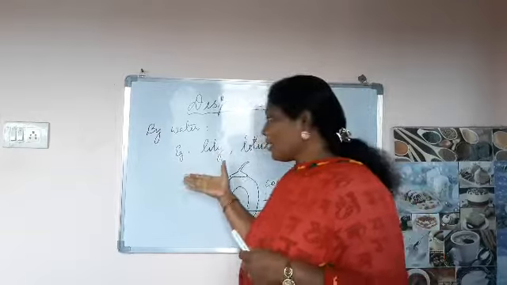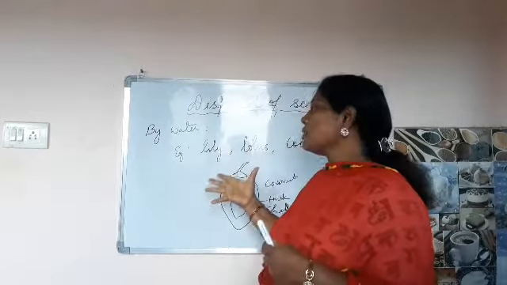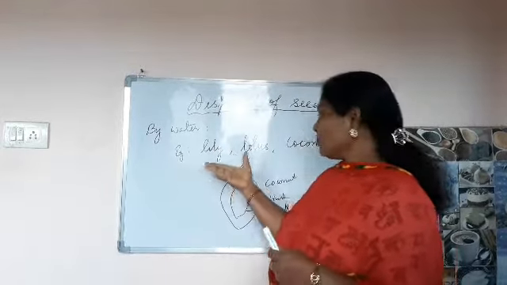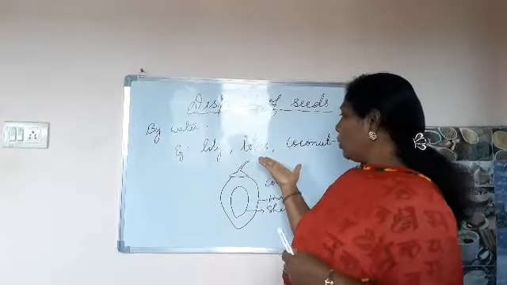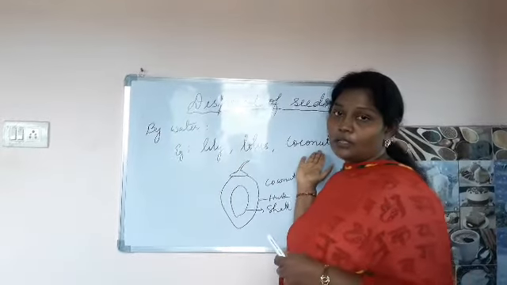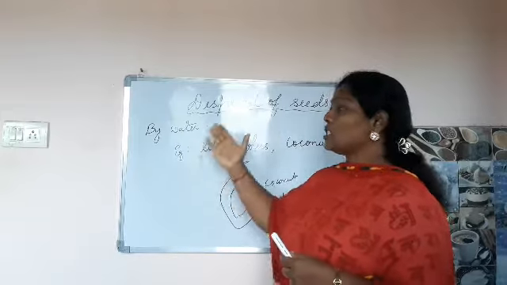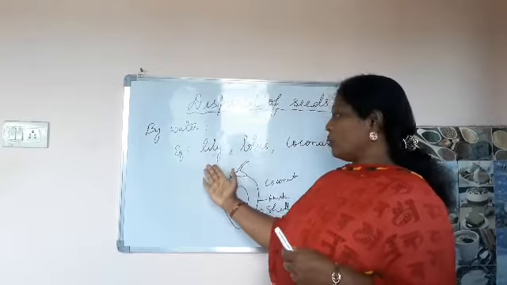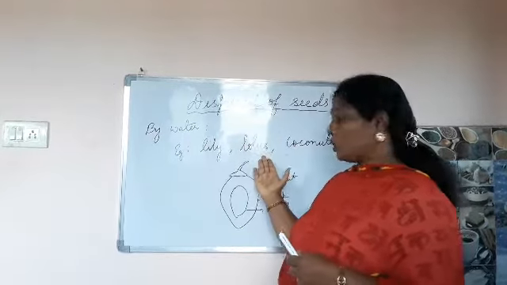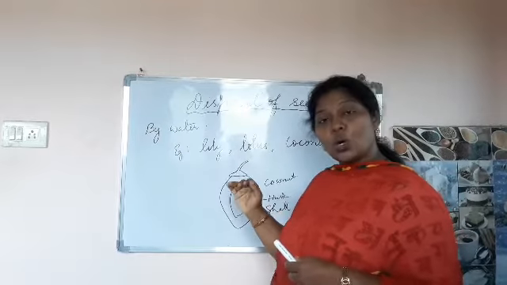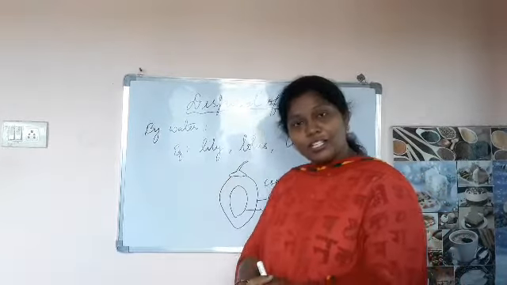Okay, children. So what are the examples that are generally seen by water? Water lilies, lotus and the coconut. Examples of seeds dispersed by water: water lilies, lotus and the coconut trees. Okay, children.